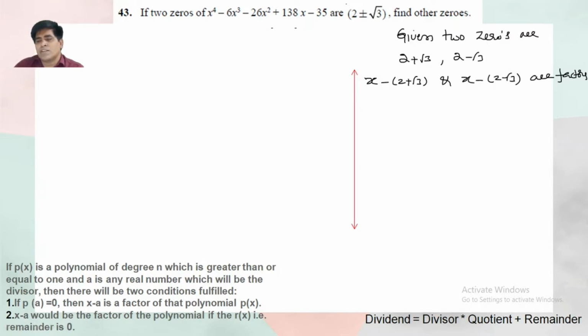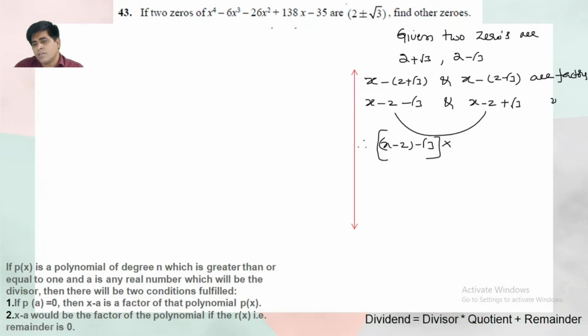I will simplify these factors. So this is x minus 2 minus root 3 is a factor, and this is x minus 2 plus root 3, these are the factors. When A is a factor and B is a factor, AB is also a factor. So I will multiply this one: x minus 2 minus root 3, multiplied with x minus 2 plus root 3.